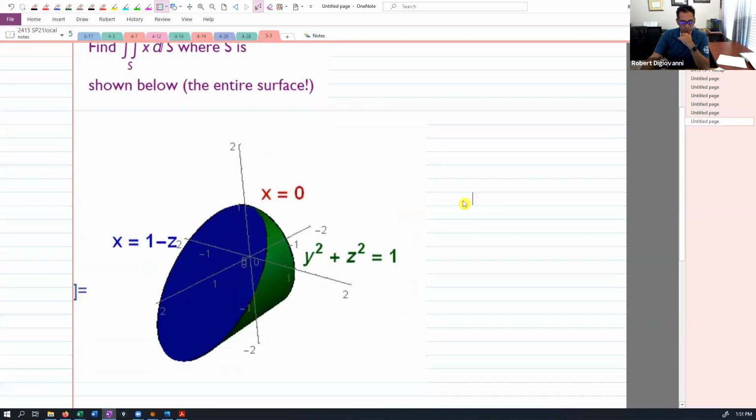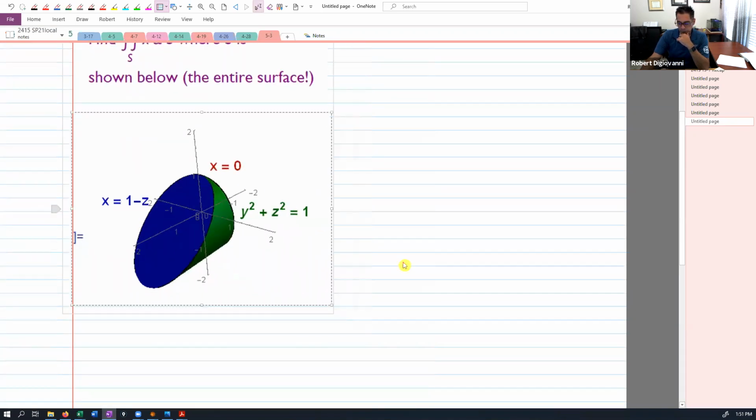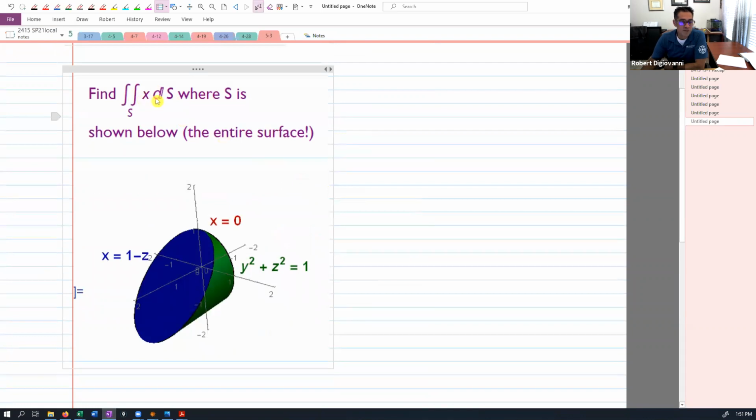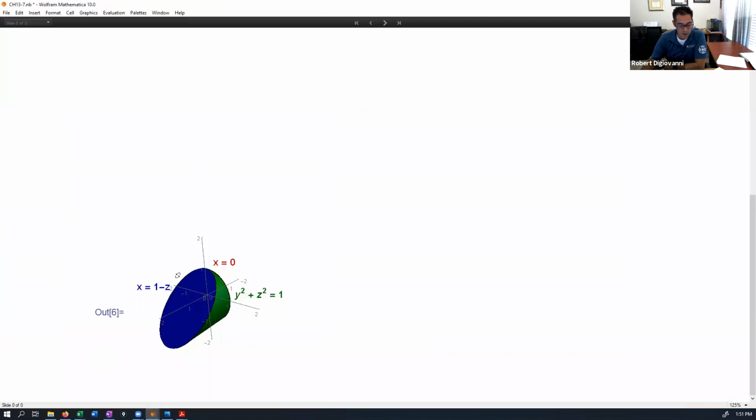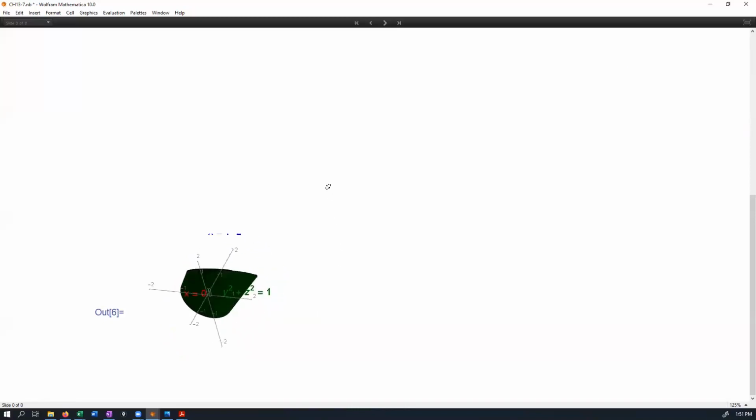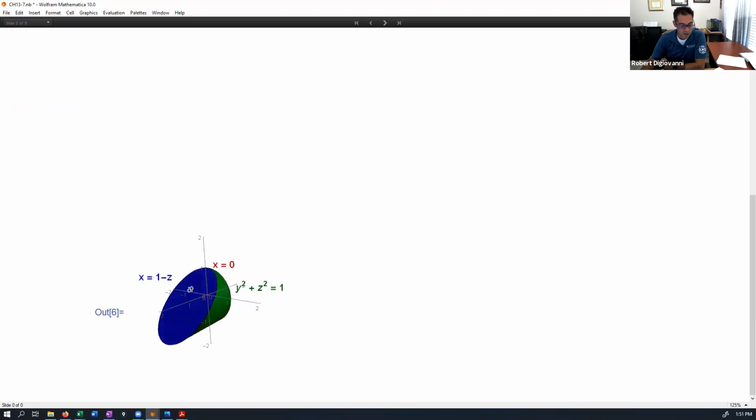All right, here we go. Find the surface integral over the surface S of the scalar function x ds with respect to surface area, where S is the surface shown below, the entire surface. Now, if you're having trouble seeing that surface, there's actually how many surfaces here? 3. 3 of them. There's the back, there's the blue one there, there's the green one. So if we're going to do the surface integral over the whole thing, we've got to do it 1 surface at a time and add up the answers.